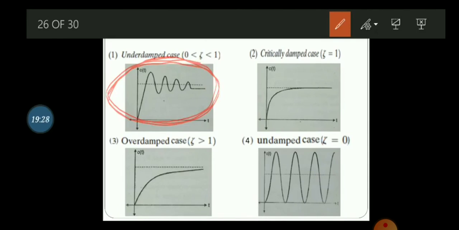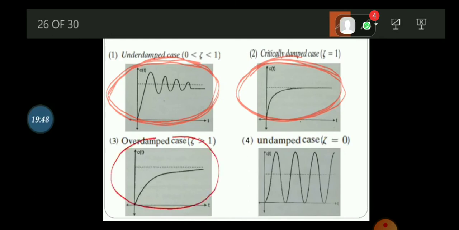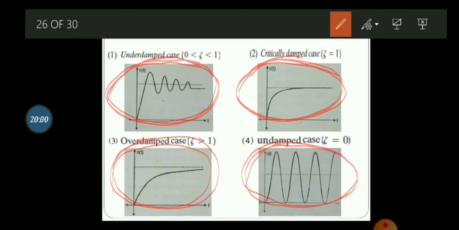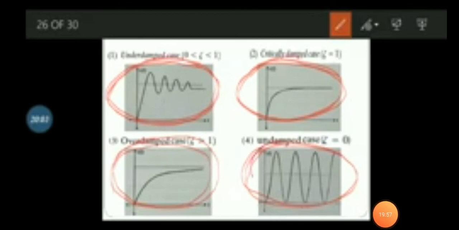Now if we consider the critically damped case, the time response will again be a combination of steady state response as well as transient response. This transient response will be present here. In the overdamped case also, there will be a combination of steady state as well as transient response. And this is the undamped case, so there is no damping in this case. So this is a pure sinusoidal signal.